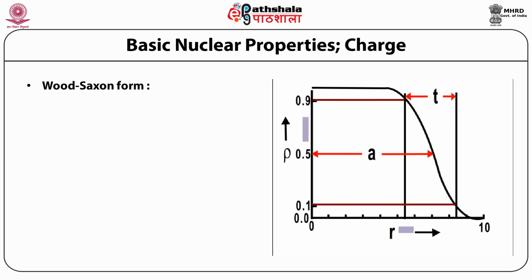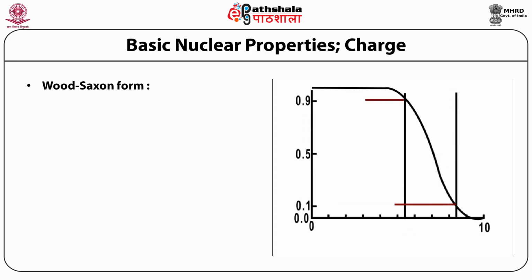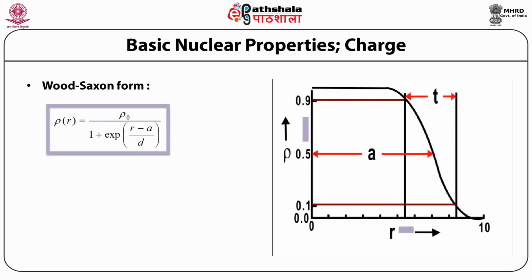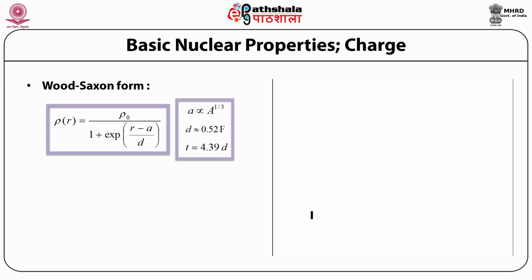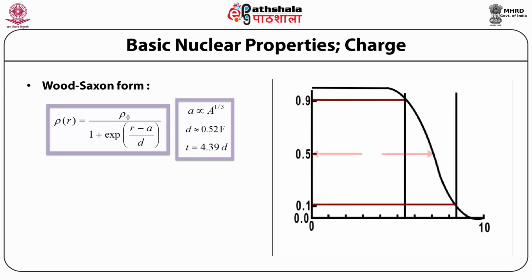Now, what is that Woods-Saxon form? It is the relation of nuclear charge density as a function of distance. Here the formula is given: rho(r) is equal to rho 0 upon 1 plus exponential of (r minus a) by d, where a is directly proportional to A to the power 1 by 3, d is equal to 0.52 Fermi, and t is equal to 4.39 times d.